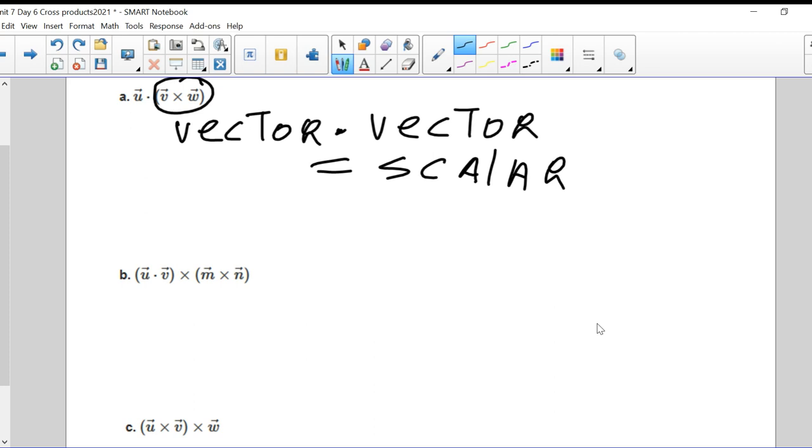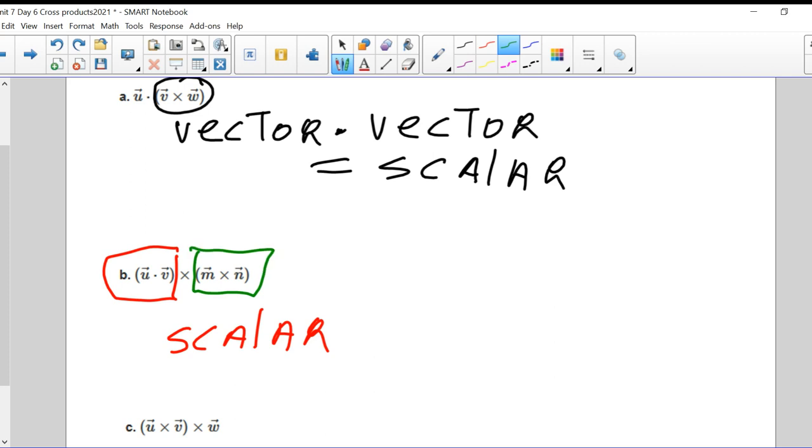Okay. Let's work through this. Let's go to the first bracket. When I dot u with v, what do I get from that? Let me just focus on the first part. When I dot those two, I get a scalar. Perfect. So I'm going to get a scalar here. What do I get when I cross a vector with another vector? So m and n are being crossed. I get a vector.